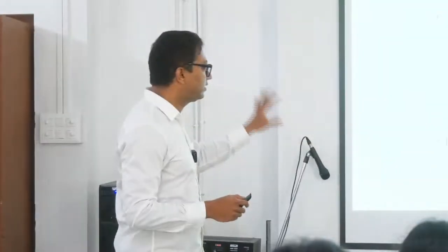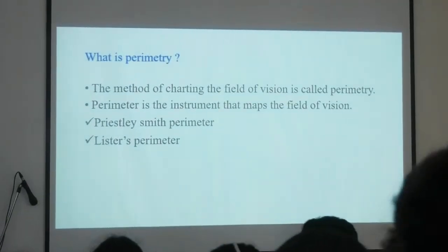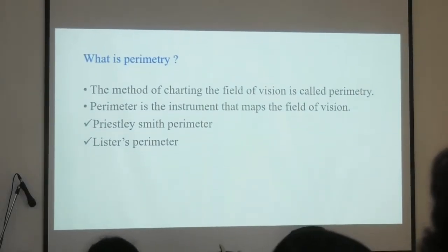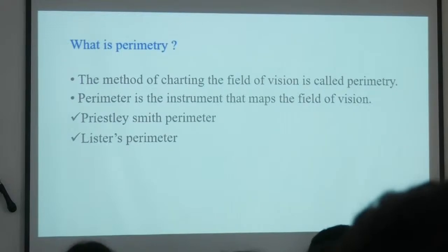So I will chart the total field of vision. Okay. So apparatus required is perimeter and its accessories, right? Next, what is perimetry? So perimetry is the method of charting field of vision, method of graphically charting. Okay, it is the method of graphically charting field of vision because it is basically a graph, right? So graphical representation of the field of vision is called perimetry. And perimeter is the instrument that maps the field of vision. Okay? Perimeter is the instrument.